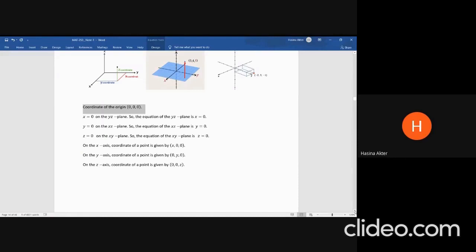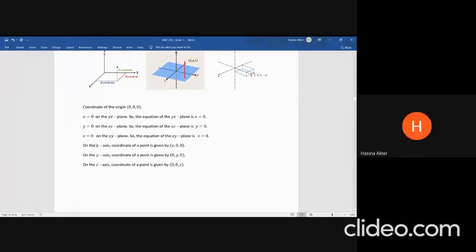Make sense? Yes. So now x equals 0, x must be 0 at any point. X must be 0 if it is on the YZ plane. That means the equation of the YZ plane is x equals 0. For any point on the XZ plane, y must be 0, so the equation of the XZ plane is y equals 0. Z must be 0 for any point on the XY plane. So the equation of the XY plane is z equals 0. All good?